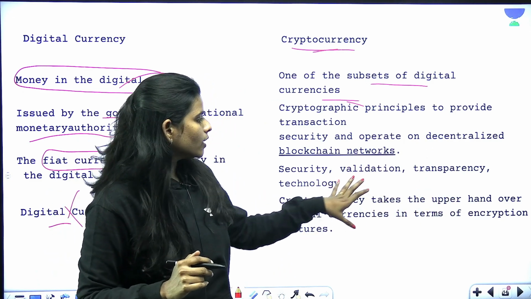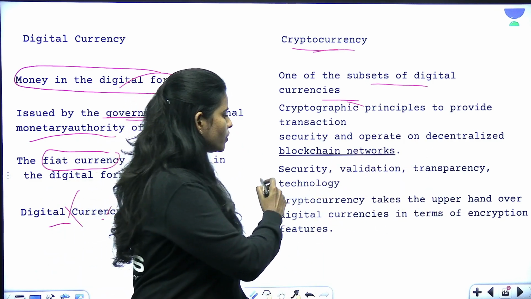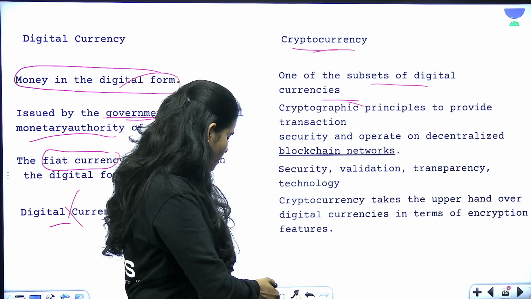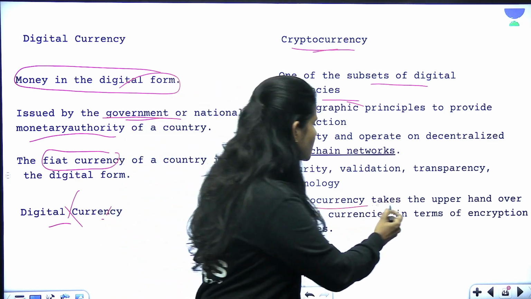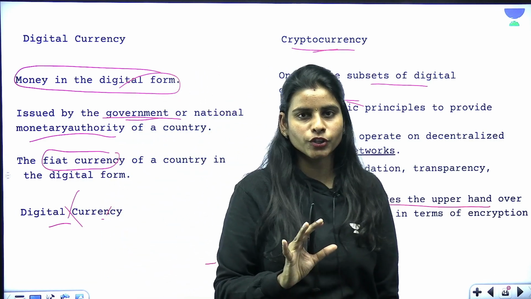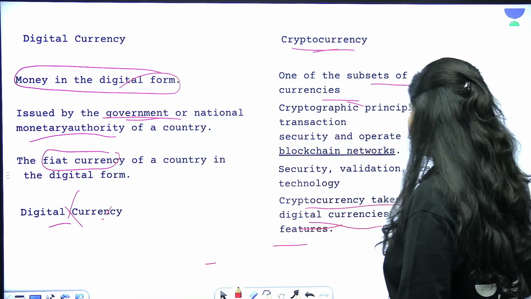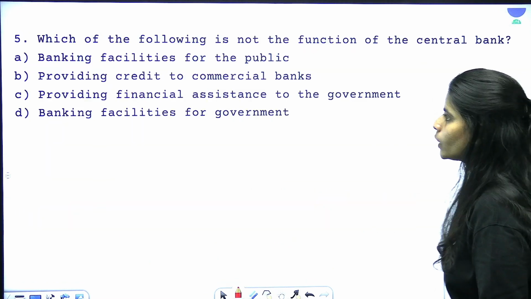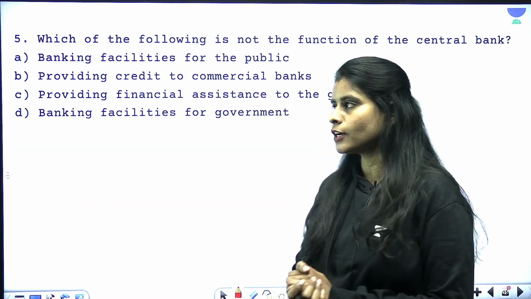And then security, validation, transparency, technology, everything relies upon this blockchain, so it is more secure. Cryptocurrencies take the upper hand over the digital currencies in terms of encryption features. That makes statement 2 invalid, right? Okay, I hope so far everything is clear. We are moving to the last part of the question.